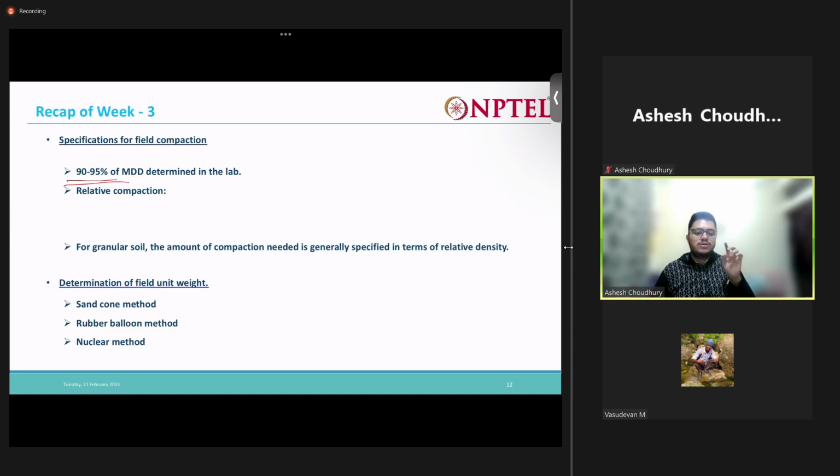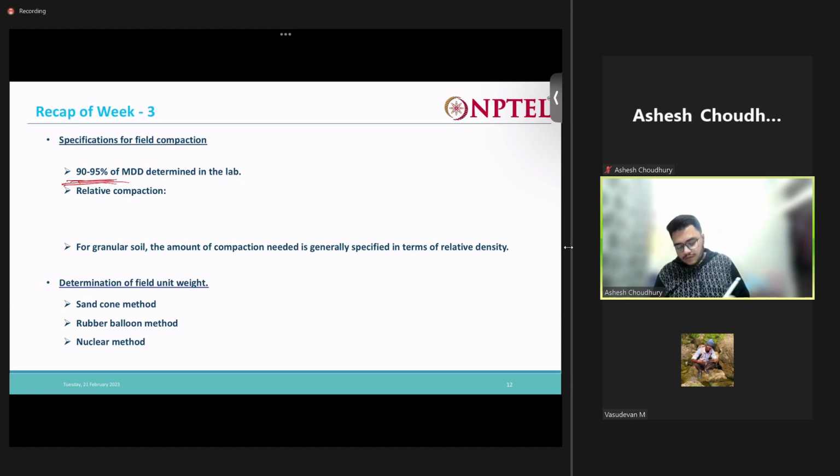Now for that soil, the soil that you have tested and done the Proctor test on in the lab, for that same soil you need to compact in the field. So you need to instruct the site engineers in the field that this much compaction you need to achieve. So we tell the site engineer that you give a certain value of dry density, you tell the site engineer that you need to achieve this much dry density in the field, and that dry density that you need to achieve in the field is generally 90 to 95% of the maximum dry density that you obtain in the lab.